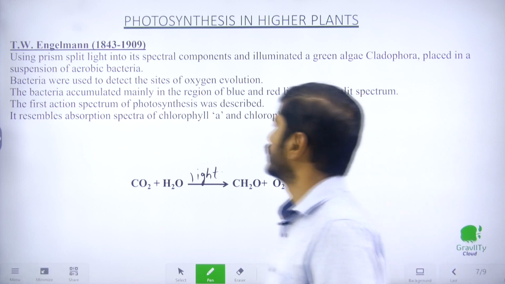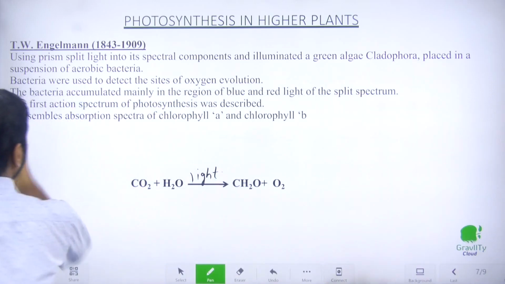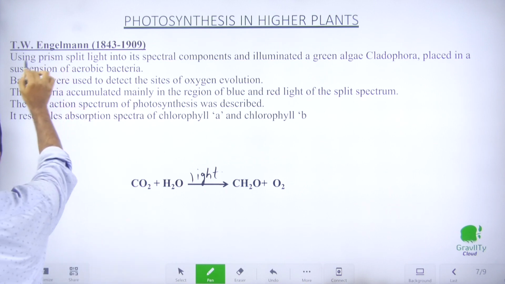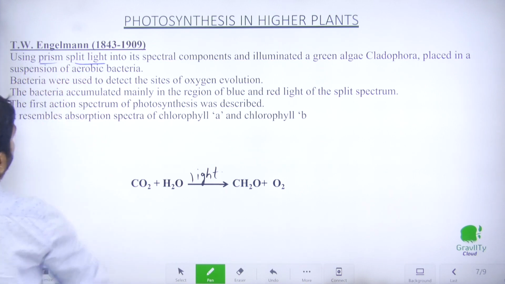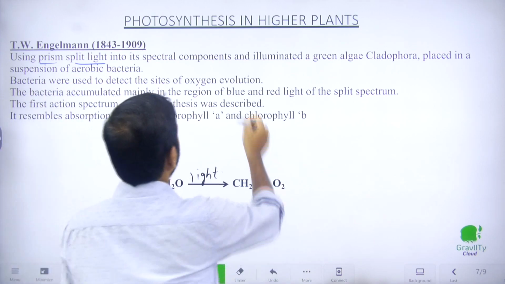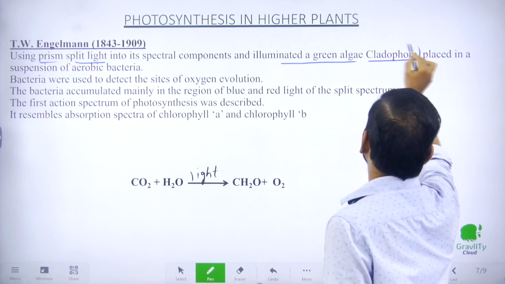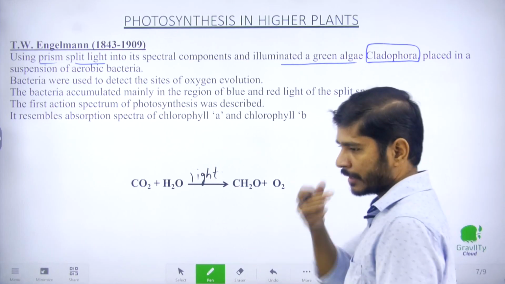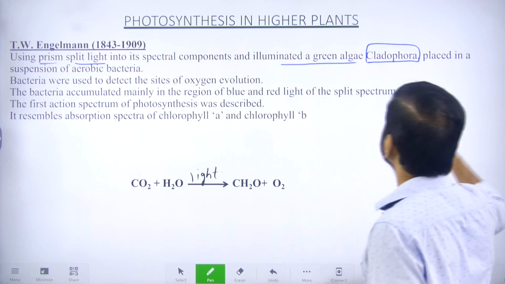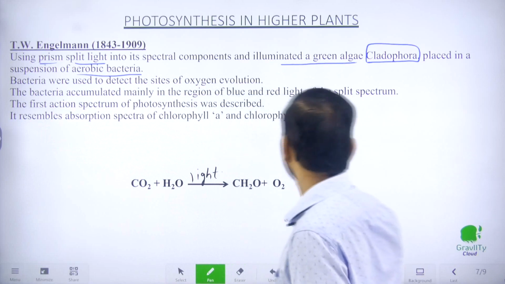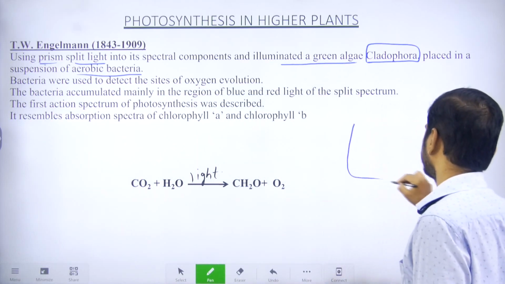Next, Engelmann. Okay, so this is one of the good experiments actually, right? Using a prism, he split light into its spectral components and illuminated the green alga Cladophora. I think everyone has an idea about Cladophora. The alga was placed in a suspension of aerobic bacteria. So let us first go for a small picture over here.